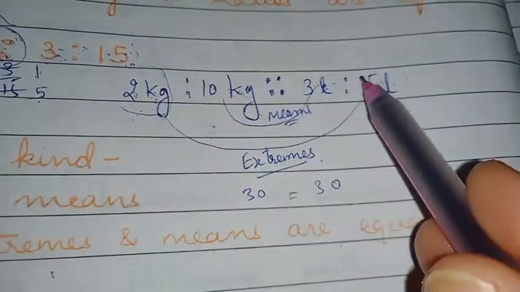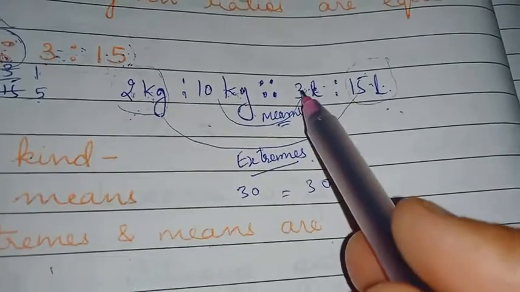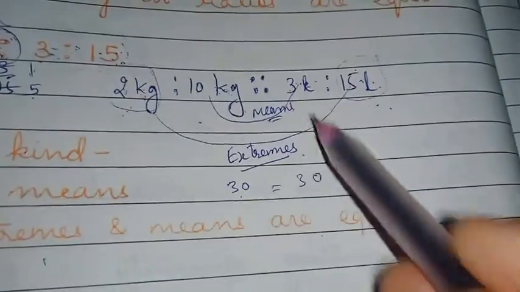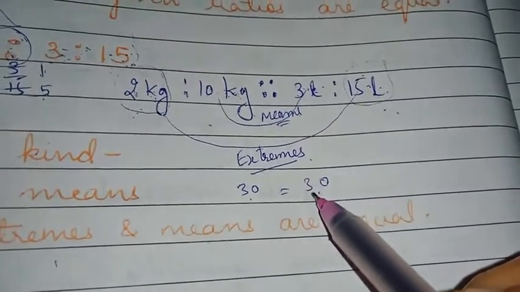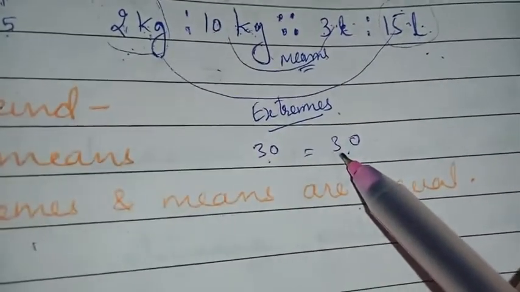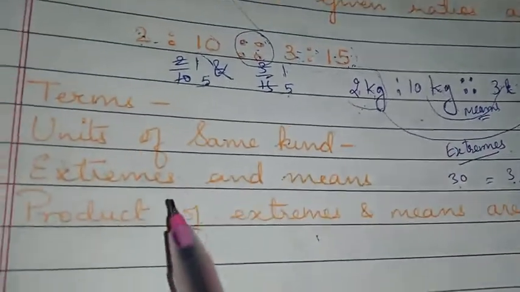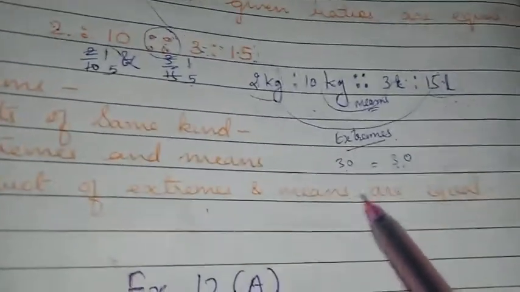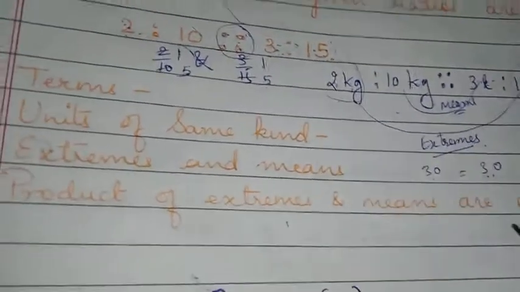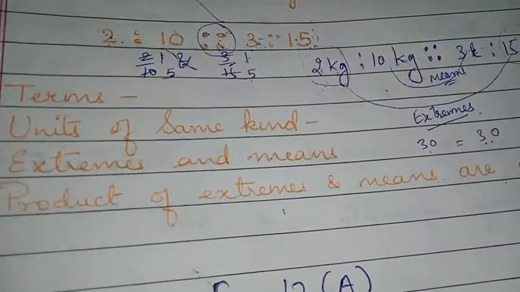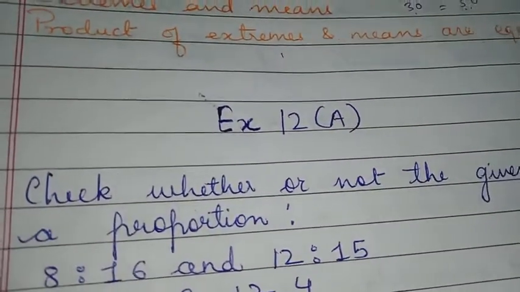So product of extremes is equal to product of means. Means 2 into 15, 30, 10 3s are also 30. So this is the important result which we have to use to solve exercise 12a. So the product of extremes and means are always equal. Okay, so what we have studied, a proportion is an expression in which two ratios are equal.